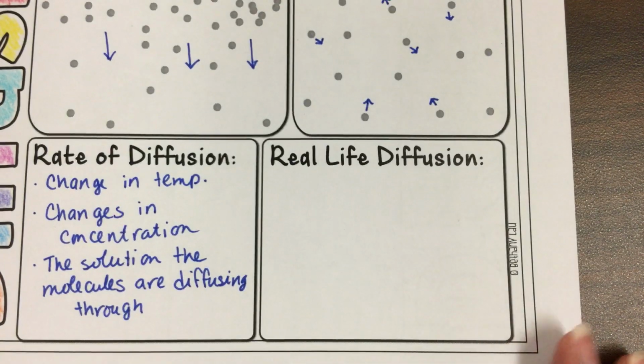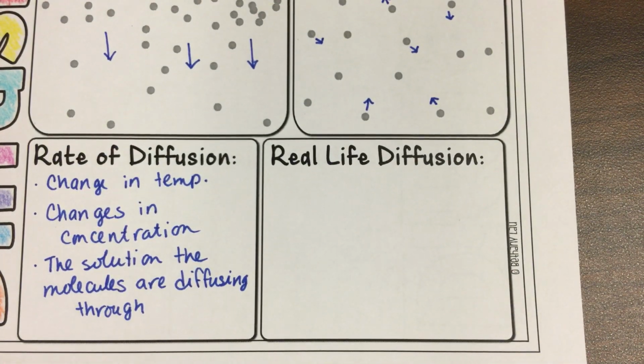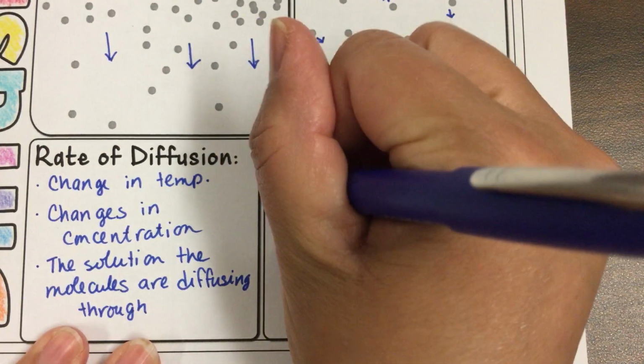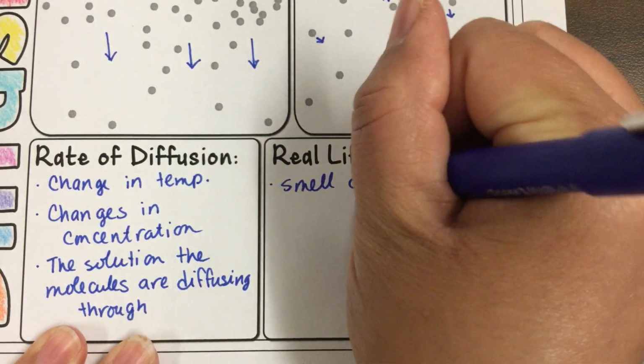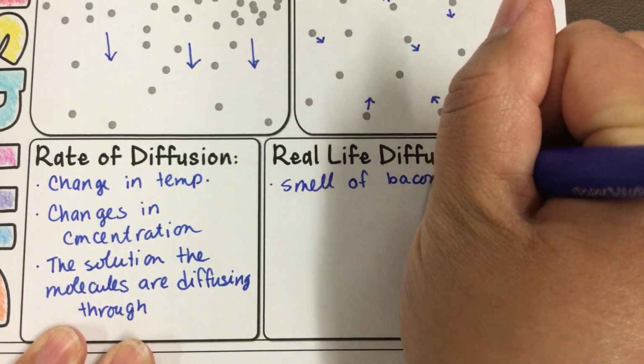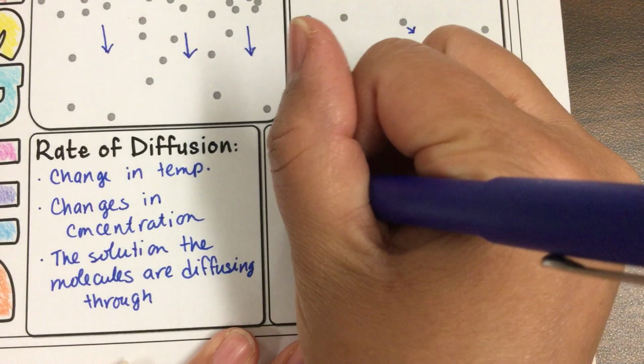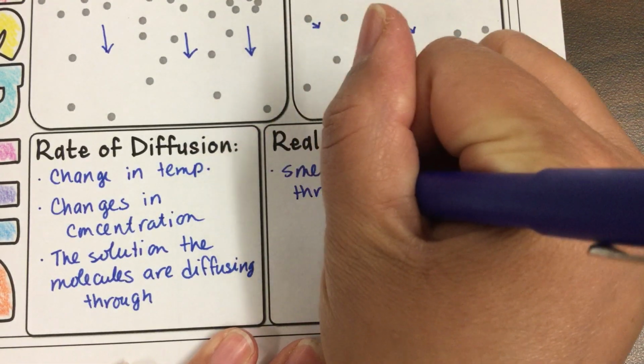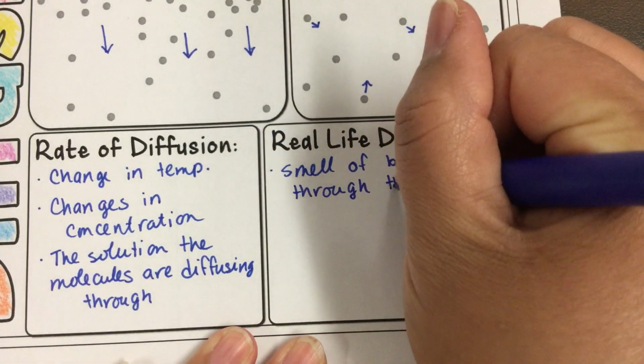So if we think of some real life diffusion examples, those of you that like bacon, okay, so bacon, that smell of bacon going through the air. I don't know about you guys, but whenever I make bacon at my house, that smell stays around for a long time.